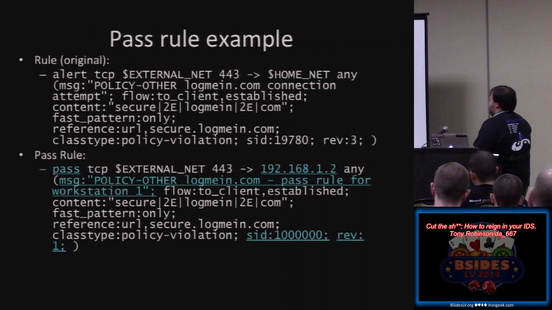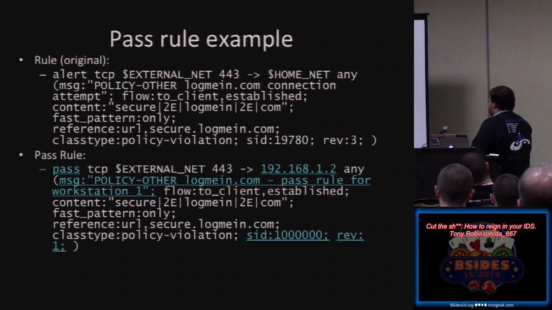Again, this is our logmein.com rule. It's the same rule that was on the last page. We're looking at traffic from external net on port 443 coming into our home network with logmein.com in the stream. And then all we're doing down here is we're changing alert to pass.